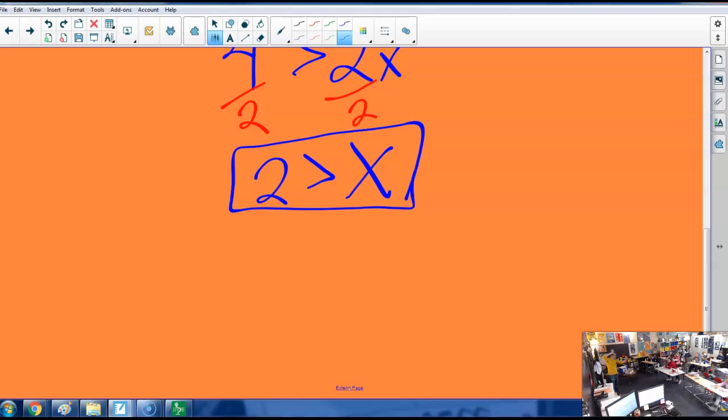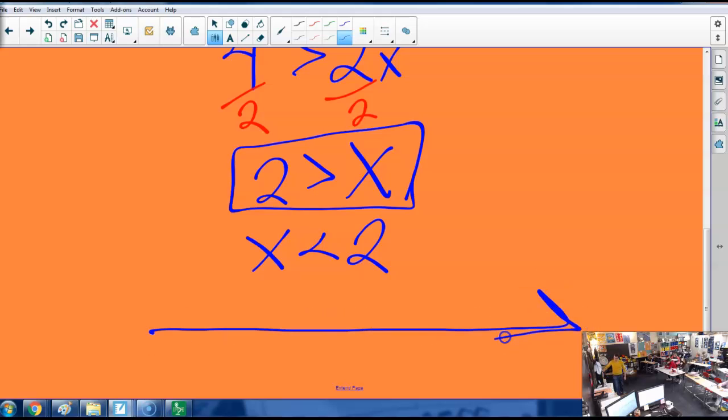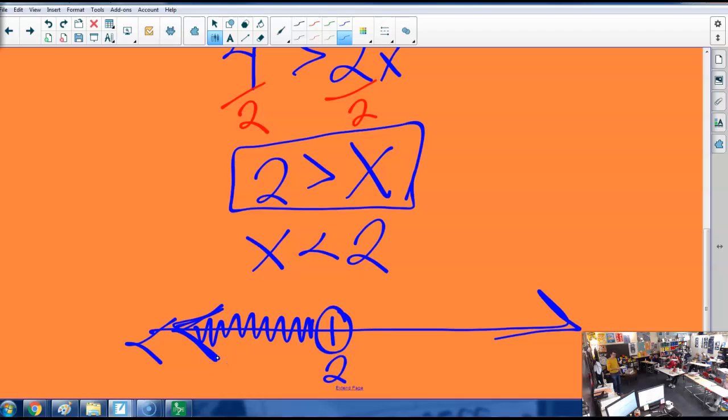This, I can pick up, flip the whole thing over, and say, well, that also means x is less than 2. Right? I flipped everything around. 2 is bigger than x. X is smaller than 2. So when we go to graph it, what's the one number we put on here? 2. Does my circle get filled in? No, because there's no or equal. And do I shade left or right? Left for less. If x is less, I shade left.